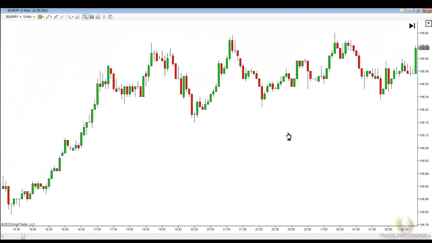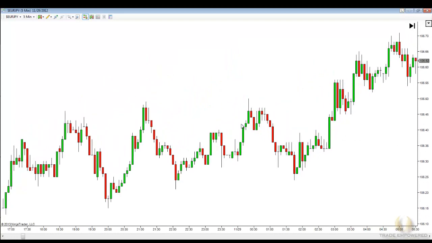Here goes one. All right, we have our initial impulse leg. Actually, let me pause for a few seconds, see if you guys can identify this first before I get into it.